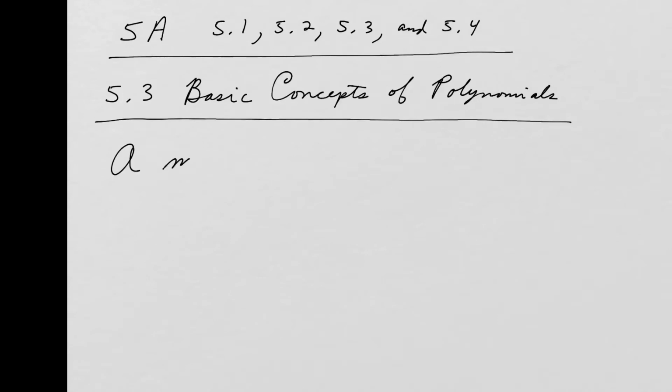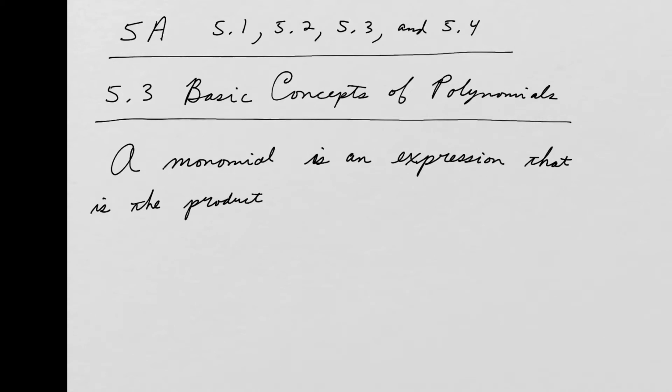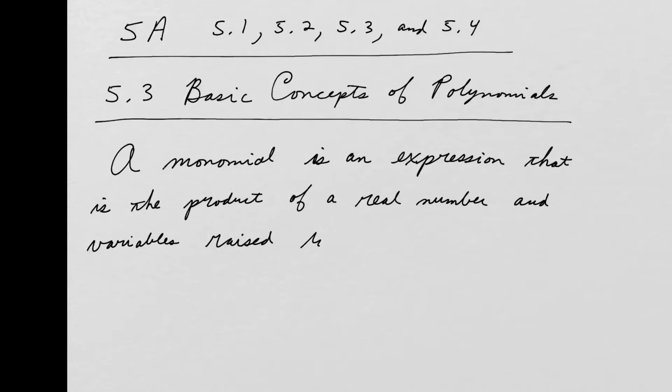So a monomial is an expression that is the product of a real number and variables raised to non-negative integer powers.